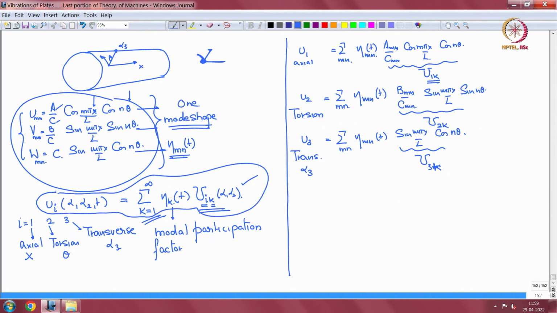Okay, so u_ik is the ith component of the kth mode shape. So u1k, u2k, u3k together form one mode shape. Hence the same participation factor in the three directions.